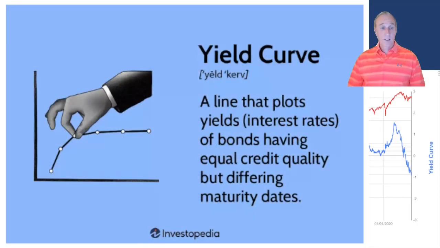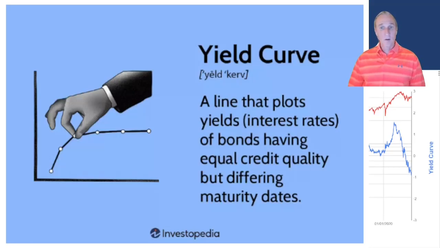The yield curve is a line that plots yields, interest rates, of bonds having equal credit quality but differing maturity dates. If you were to plot the rates of the 1-year, 2-year, 5-year, 10-year, and 30-year treasuries at any given time, normally the curve would slope upward from left to right, from the short-term rates to the higher long-term rates. The long-term rates are usually higher because the borrower must pay a premium for longer loans, the borrower in this case being the U.S. government.